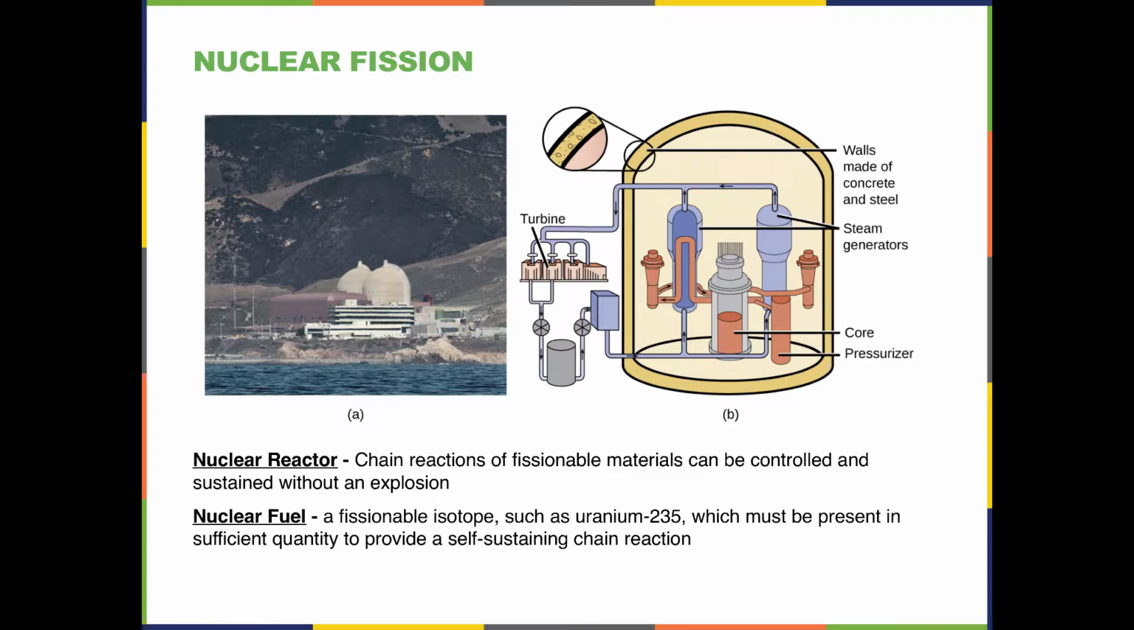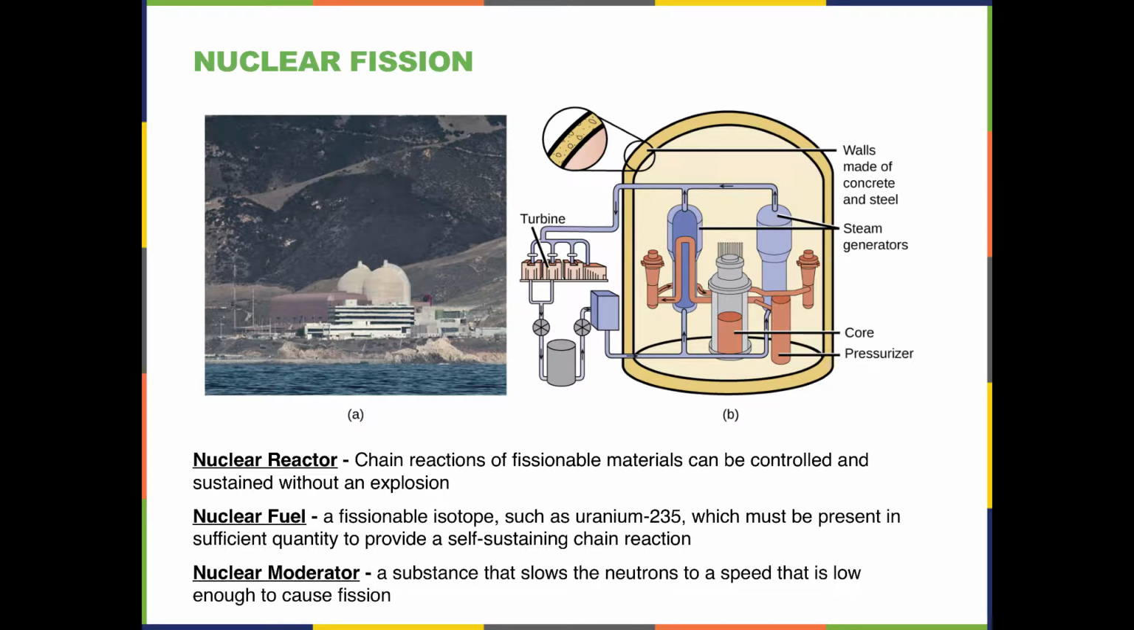The fuel is the fissionable isotope, such as uranium-235, and you have to have a certain critical mass in order for this to continue on as a self-sustaining reaction. The moderator is a substance that's added to slow the neutrons so that the reaction can be slowed and controlled.